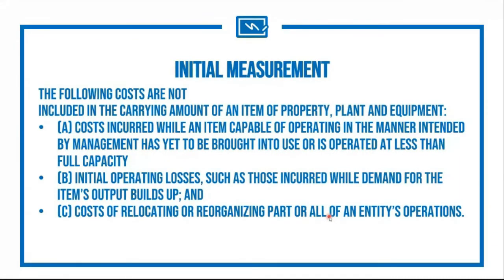Letter B, initial operating losses. We already know that initial operating losses are not capitalizable. That's similar with investment property. And letter C, cost of relocating or reorganizing part or all of an entity's operations, because these are not considered capitalizable costs to bring the asset to its intended location or condition. So relocating and reorganizing is not considered as items of PPE.